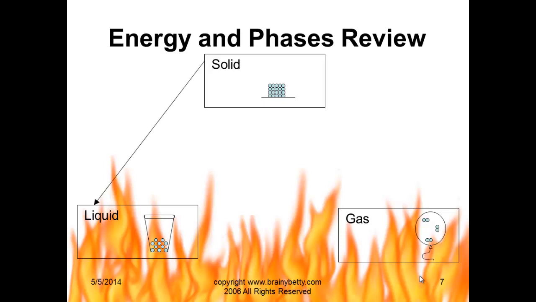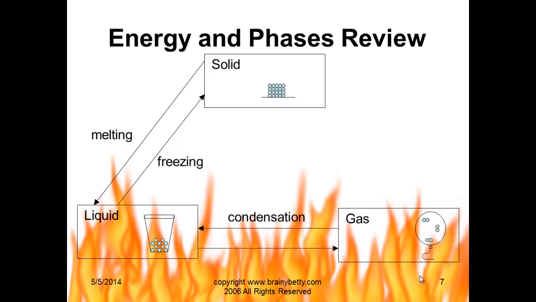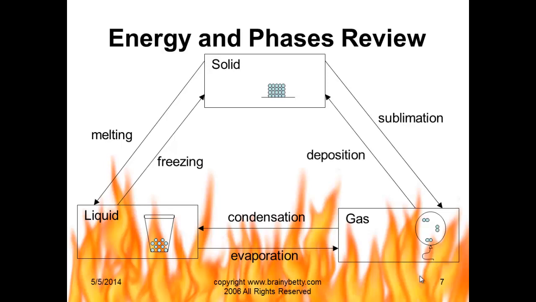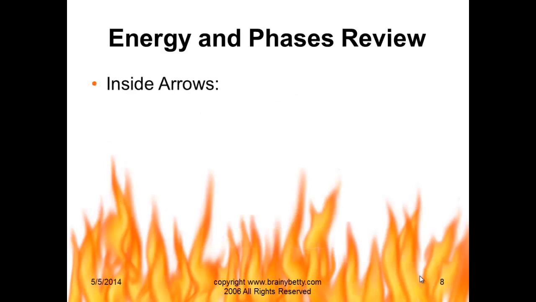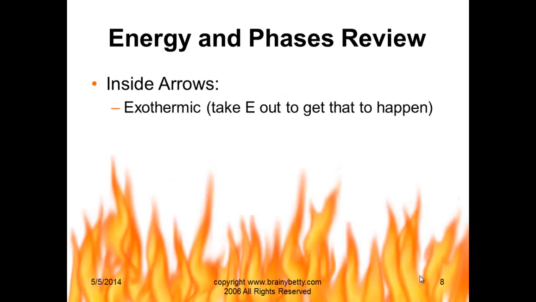If you go from a solid to a liquid, what's that called? Melting. Liquid to solid? Freezing. Gas to liquid? Condensation. Liquid to gas? Evaporation. These are the harder ones to remember. Solid to gas? Sublimation. And gas to solid? Deposition. This diagram is organized so that all of the inside arrows are things that are exothermic.